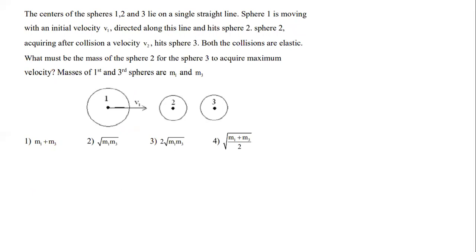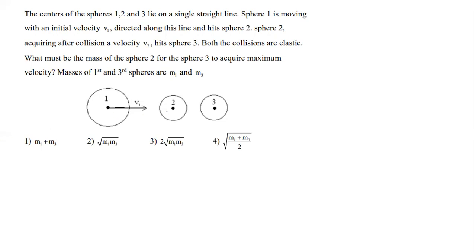Next, the centers of spheres 1, 2, and 3 lie on a single straight line. Sphere 1 is moving with the initial velocity v1 directed along the line and hits sphere 2. Sphere 2, acquiring velocity v2 after collision, hits sphere 3. Both collisions are elastic. What must be the mass of sphere 2 for sphere 3 to acquire maximum velocity?